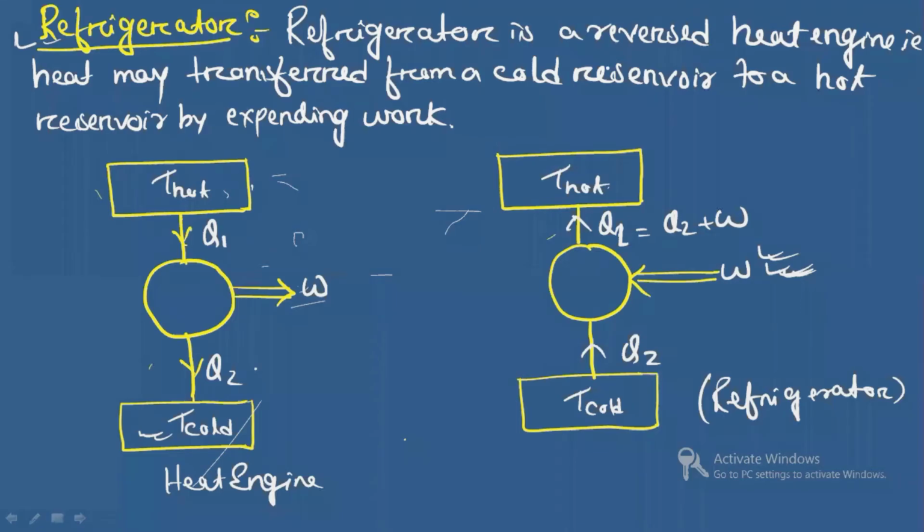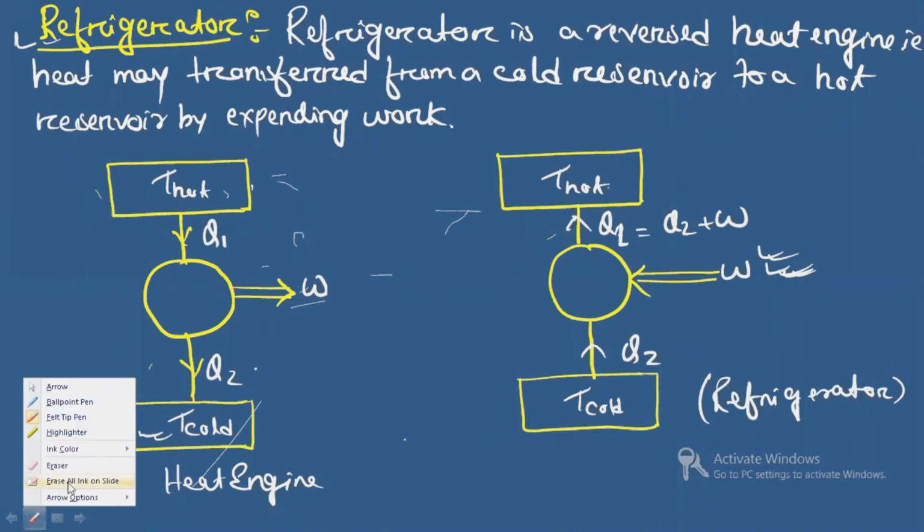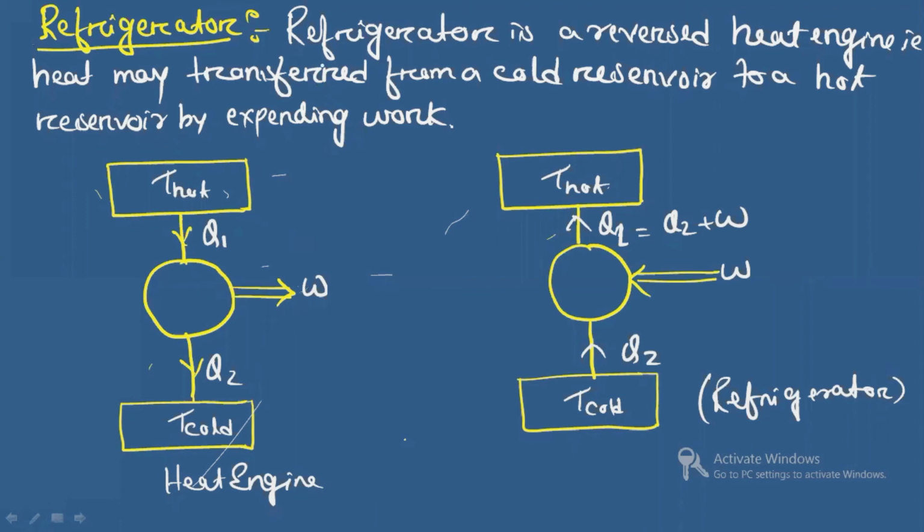Now we will see the refrigerator. A refrigerator is the reverse of the heat engine. Now you see here, in a heat engine, this is the heat source, this is the heat sink. The working substance takes Q1 amount of heat from the heat source and does some mechanical work. After doing the mechanical work, some amount of heat is rejected, and that rejected heat is transferred to the heat sink. So this is how a heat engine works.